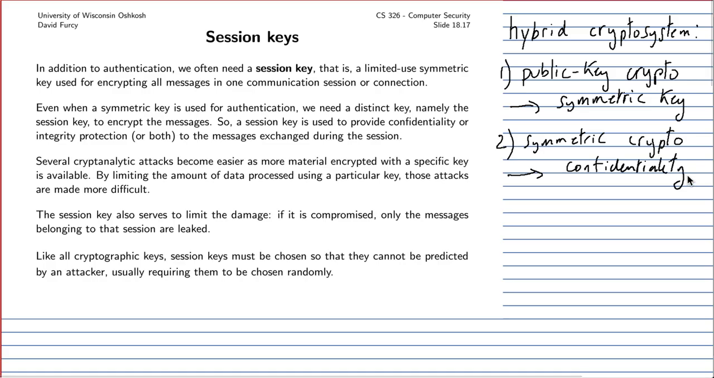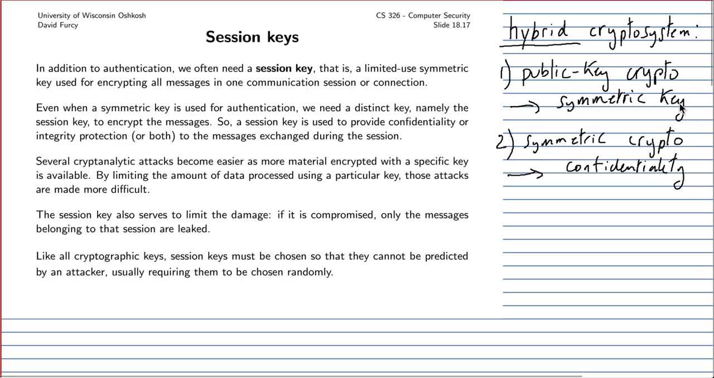So remember, the reason that these hybrid systems are used is because public key crypto is extremely computationally expensive. So you don't want to be encrypting all of your messages using public key crypto. Instead, we just use it for a short time just to establish a short symmetric key, and then we encrypt everything using that symmetric key.